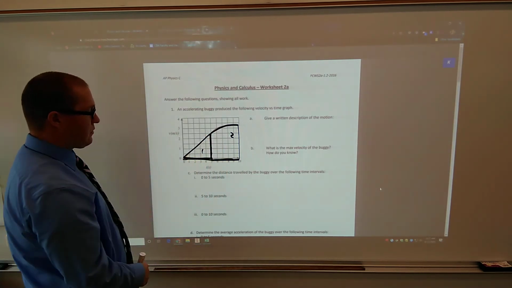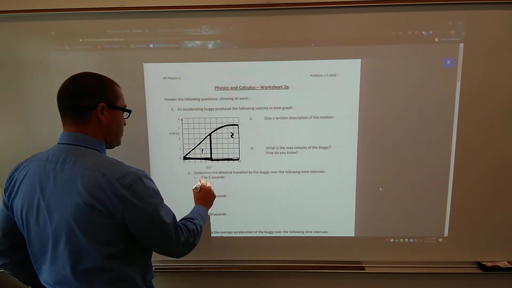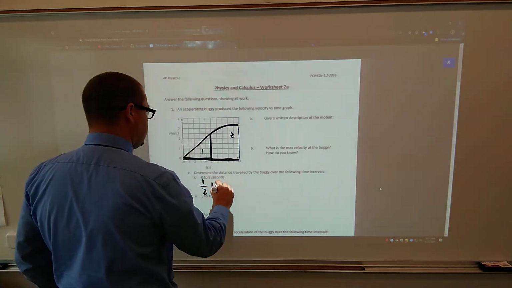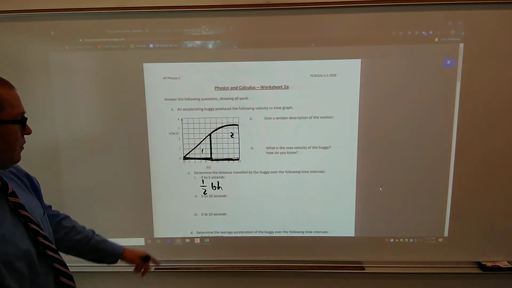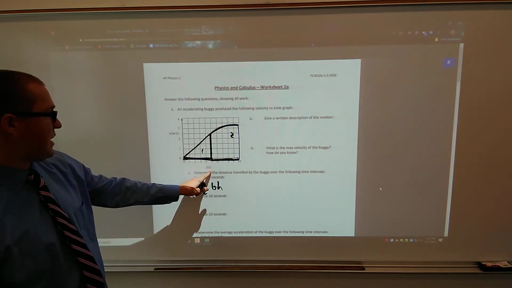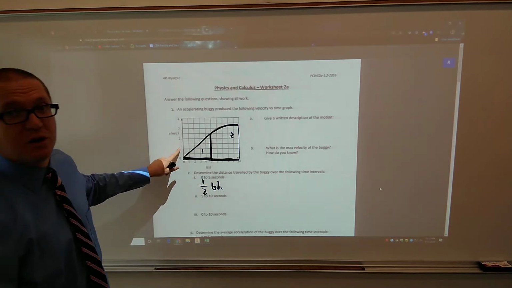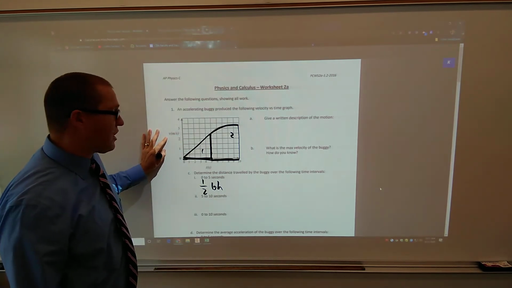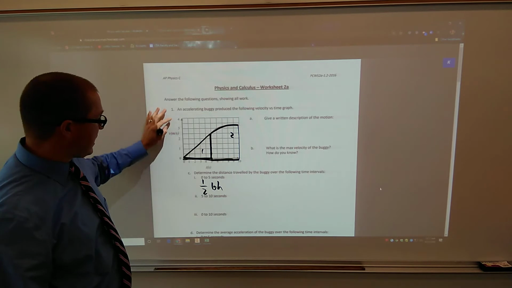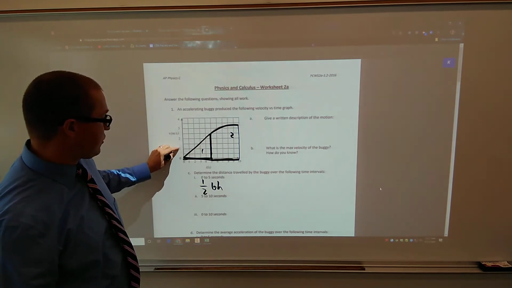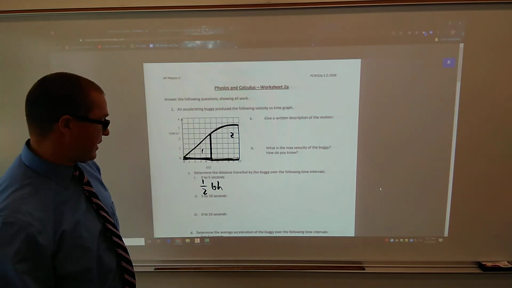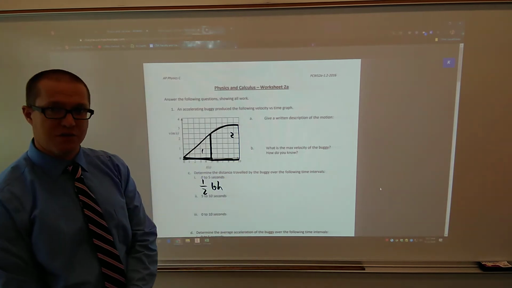So how do we calculate this? Well, from 0 to 5, we would just do 1/2 base times height. 1/2 of 5 times 2.5. The height here, be careful guys, you can't just count boxes always, right? You gotta watch out for the scale. So each vertical box is a 1/2 meter per second. I'll leave that calculation for you.